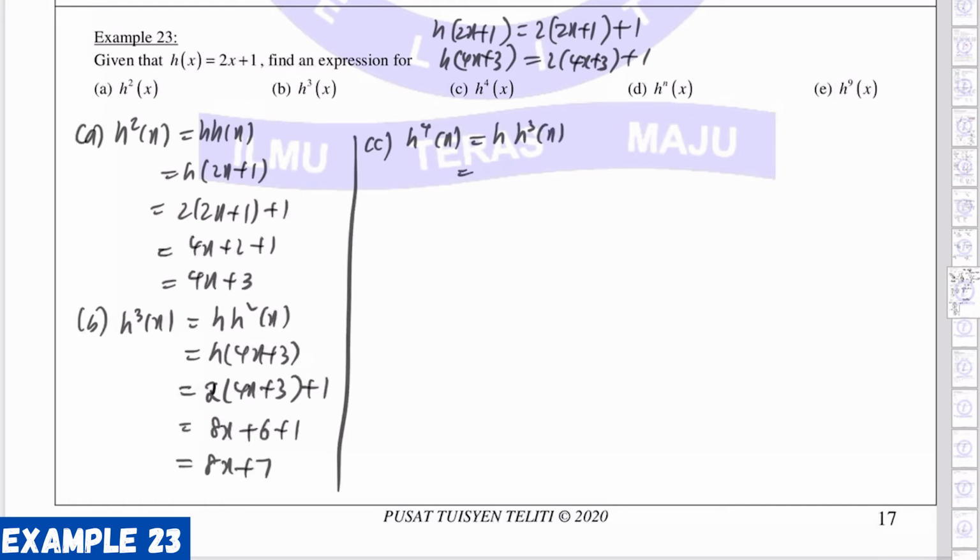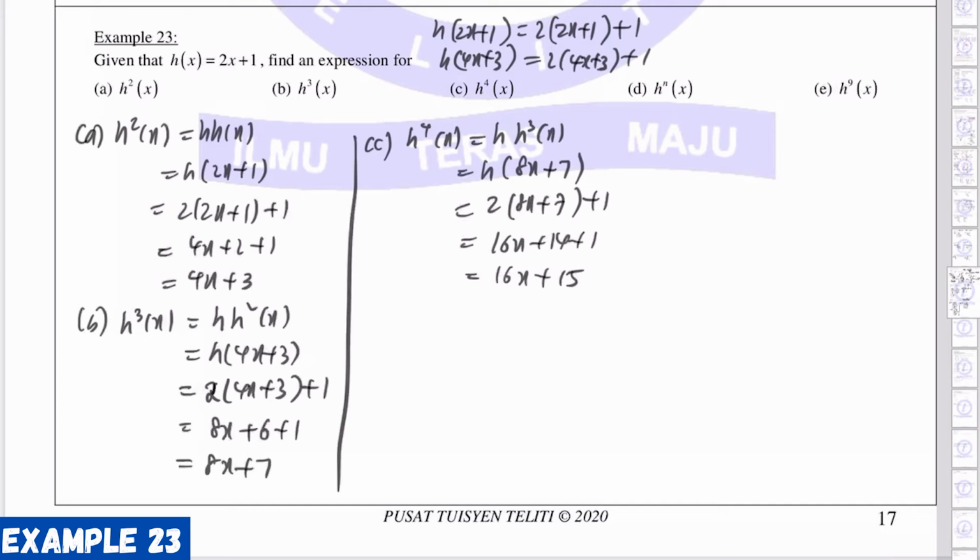Now, since I know H3 is 8x plus 7, my h(x) is still 2 bracket plus 1. So I put 8x plus 7, 16x plus 14 plus 1, 16x plus 15. So I've got H1, H2, H3, H4.